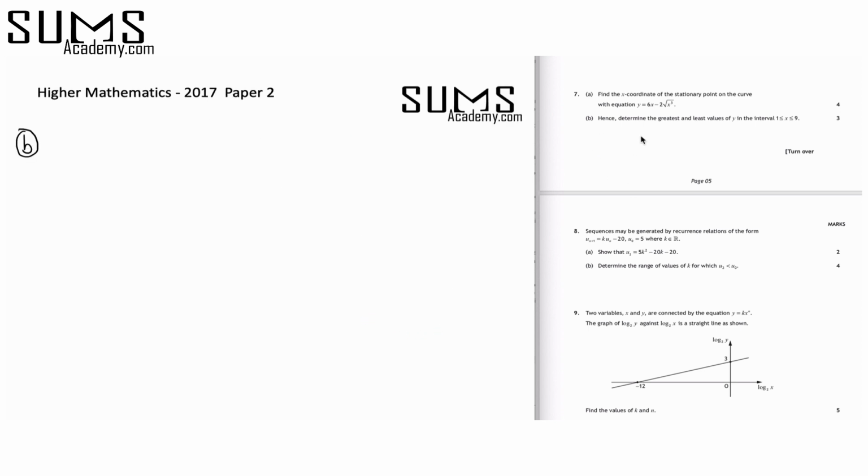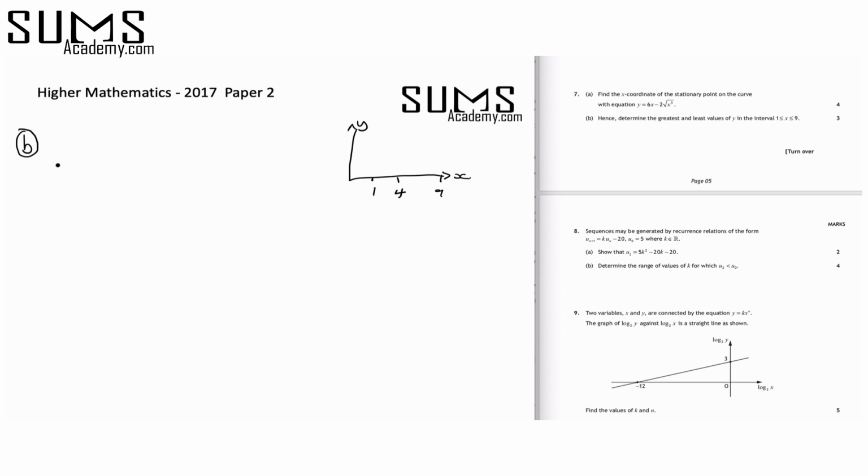Part B. Hence determine the greatest and least values of y in the interval 1 and 9. Okay, so that means we're going to be looking at the points between 1 and 9, and if this is our x and that's our y, we want to know where the least and greatest points are going to be. So we're going to have to check at 3 points that we've got information about x. We've got x as 4, 1, and 9. So we're going to check the y values at each of these points, and then we're going to see which is the greatest and the least.